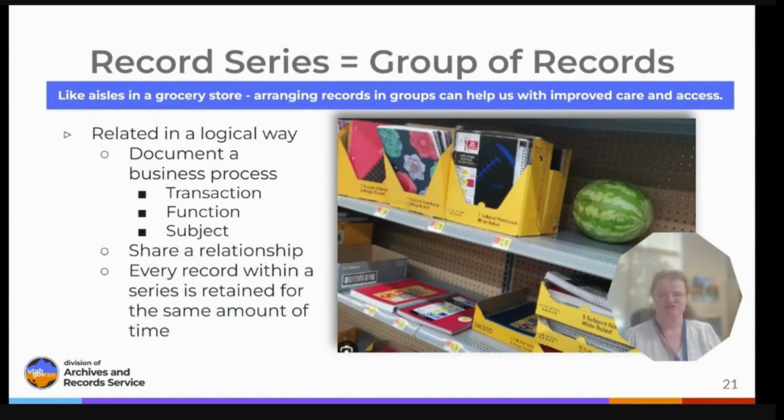Another way to get to know your records is to take some time to understand how they might be grouped together. Records organized into groups are called record series. A record series is a group of records that are related in a logical way. They may document a particular transaction, function, or subject, and should share a relationship based on how or why they are created or how they get used and maintained over time. Any records kept together in an identified record series should have a need to be retained for the same amount of time and destroyed together when that time expires.